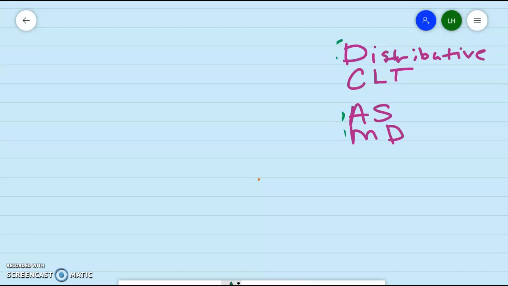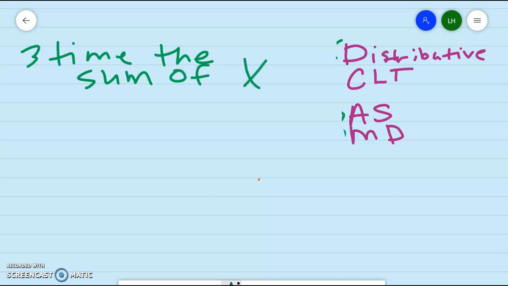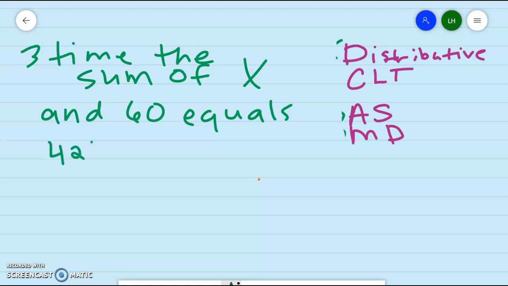Another one that I saw that you have to be careful on is if it says 3 times the sum of x and 60 equals 420. So on this one, you're trying to times the sum, so you're wanting to add first.